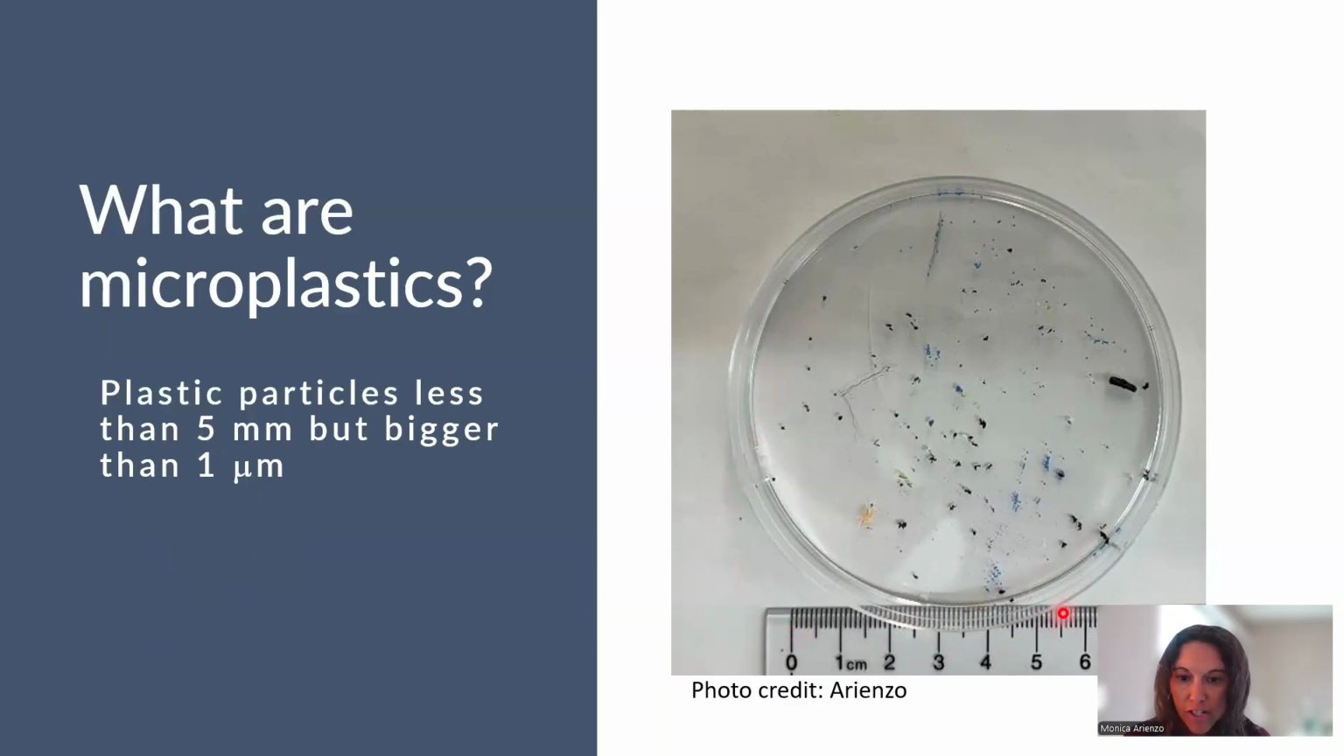In this Petri dish here, you can see an example of different types of microplastics that we use as standards in our lab. So we have some that are different colors, and we have some that are different shapes. For example, we have some fibers here, as well as some fragments, and so on.